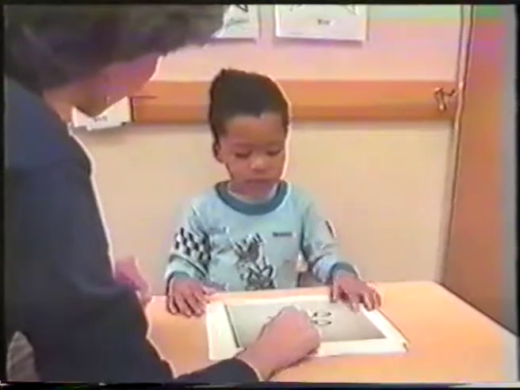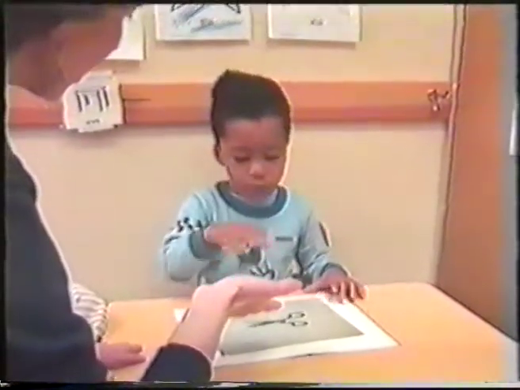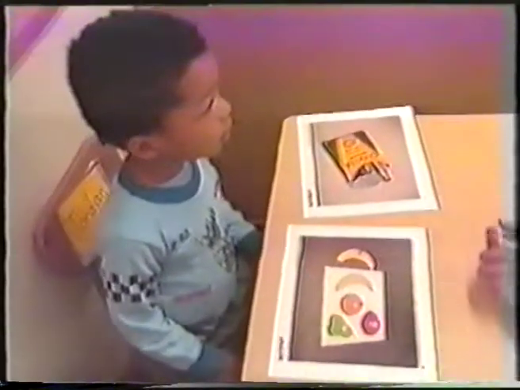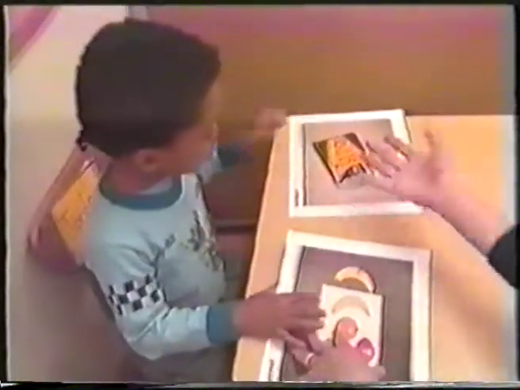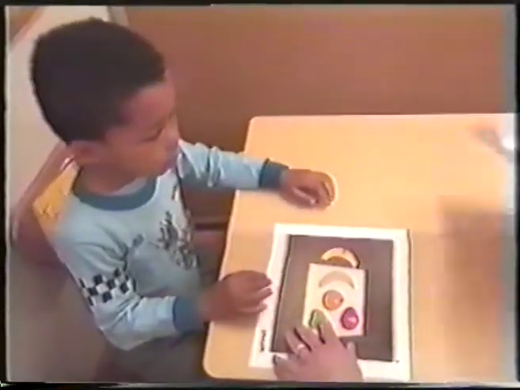What is it? Here a photograph is being used to teach the word scissors. Crayon. Jordan, give me crayon. Crayon. This child can mimic spoken words, but does not understand their meanings.